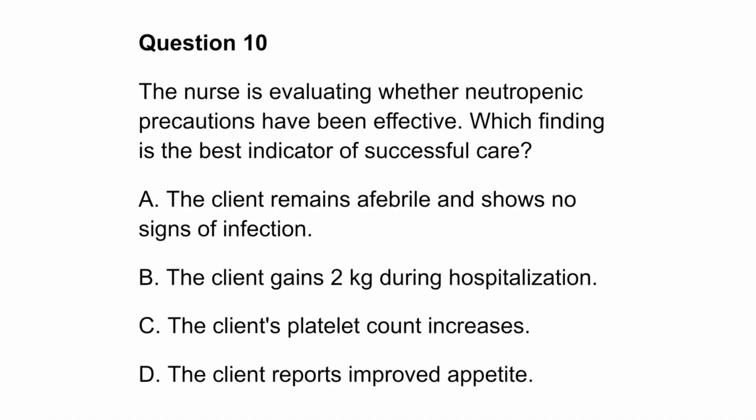Question 10. The nurse is evaluating whether neutropenic precautions have been effective. Which finding is the best indicator of successful care? A. The client remains afebrile and shows no signs of infection. B. The client gains 2 kilograms during hospitalization. C. The client's platelet count increases. D. The client reports improved appetite.